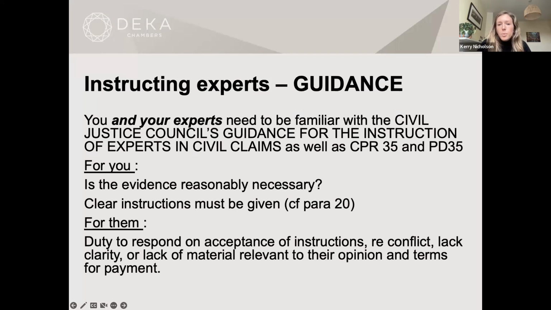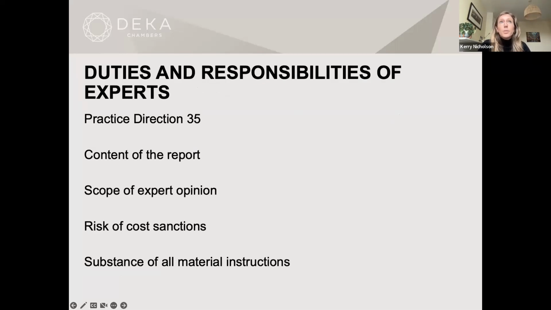In terms of things that they need to be aware of, they have to respond without delay on whether or not they're going to accept instructions. If they have any conflicts, if they think that they're not going to be able to meet the deadlines, if they don't think that they have sufficient instructions to complete the work, or if they're not satisfied that they can comply with any other orders that the court has made, they have to keep you up to date of all of that.